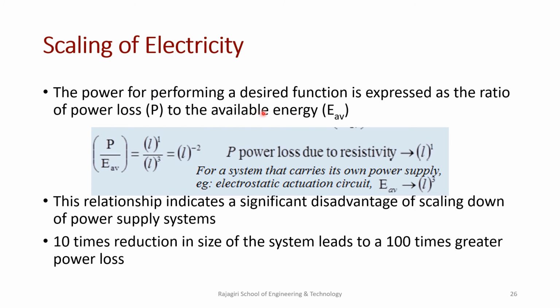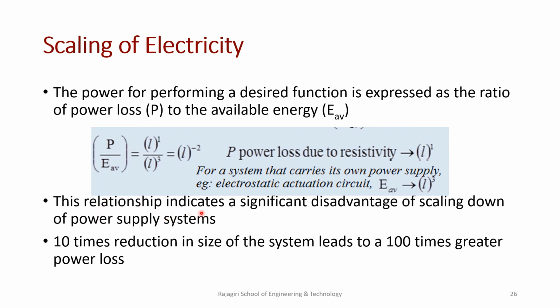The power for performing a desired function is expressed as the ratio of the power loss to the available energy, EAV. The scaling of this ratio of power loss to the available energy is analyzed here. As discussed in the earlier slide, the power loss P is proportional to L raised to 1, whereas the available energy EAV is proportional to the volume. So it will be proportional to L cube. So in effect, the ratio of power loss to the available energy will be proportional to L raised to minus 2.